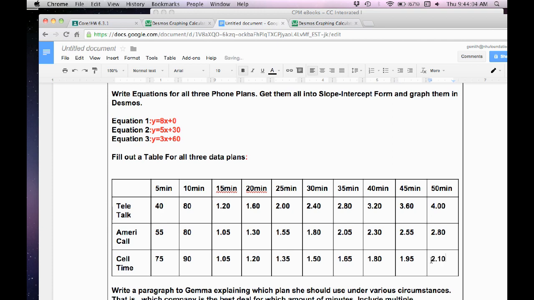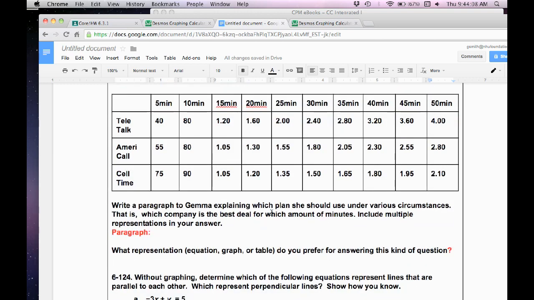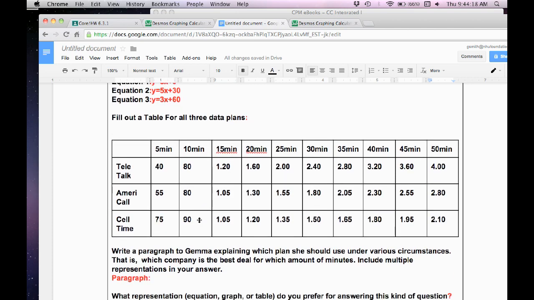All right, cool. So write a paragraph explaining which plan she should use under various circumstances. That is, which company is the best deal for which amount of minutes. Include multiple representations in your answer. Okay.